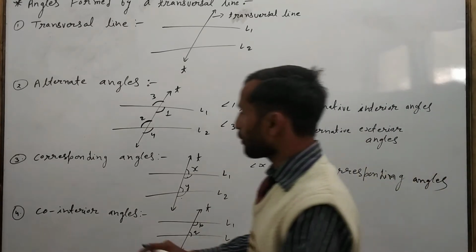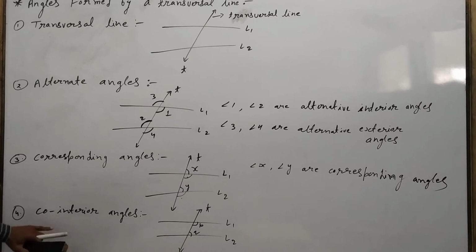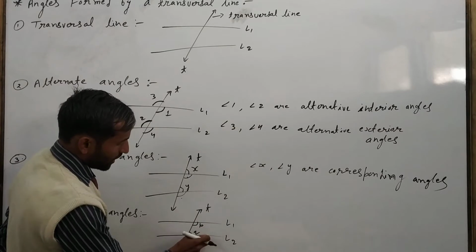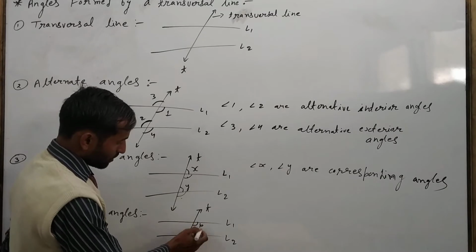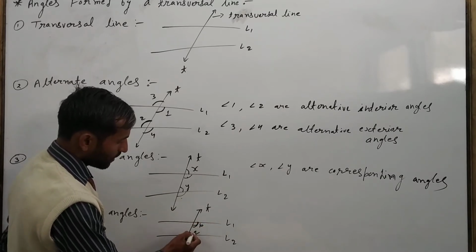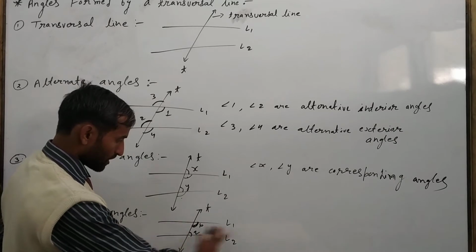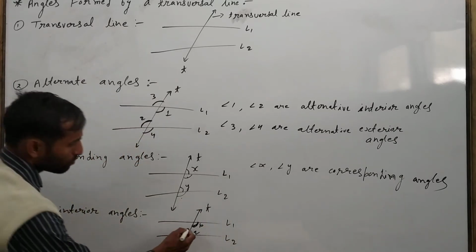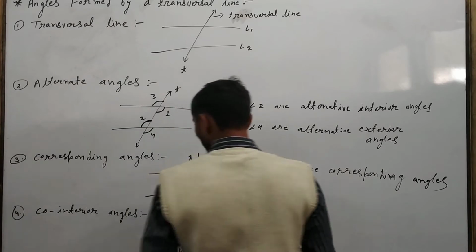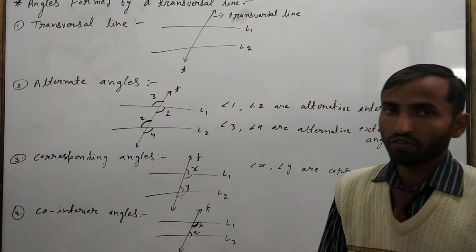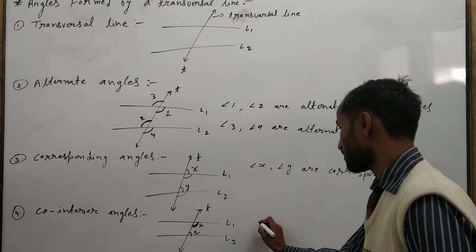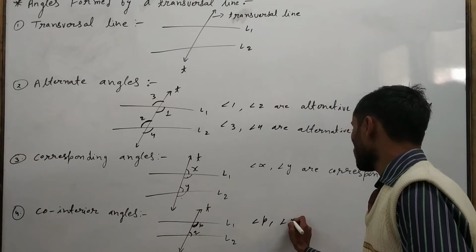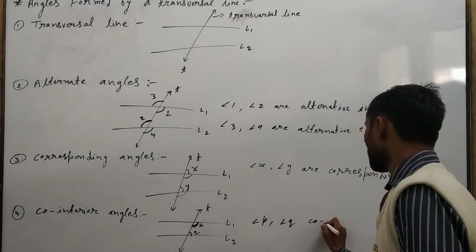Next one, co-interior angles. Co-interior angles are inside the diagram only: the angle below this line and above this line, both angles on one side of the transversal line. Then these two angles are called co-interior angles. If lines L1 and L2 are parallel, then the sum of co-interior angles is equal to 180 degrees. Always remember this. So angle P comma angle Q combined are called co-interior angles.